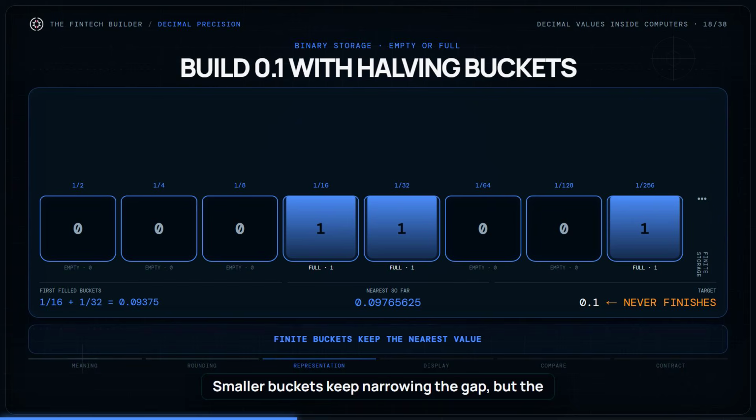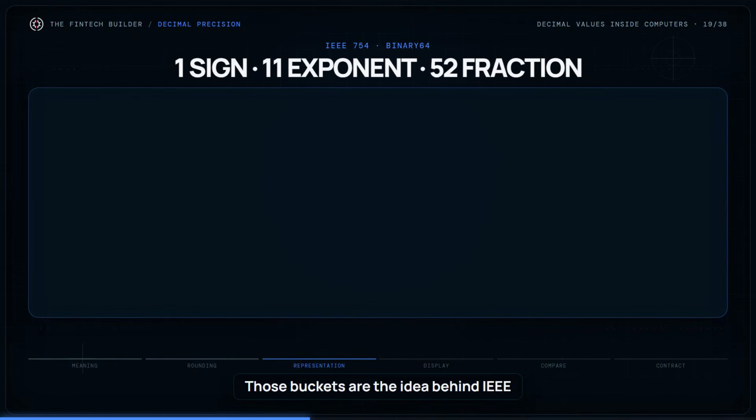Smaller buckets keep narrowing the gap, but the pattern never finishes. A real computer has a finite row, so it eventually stops and keeps the nearest value it can represent. The mathematics is fine. The computer simply ran out of binary buckets. Those buckets are the idea behind IEEE 754 binary floating point.